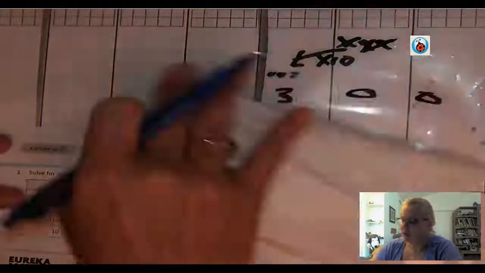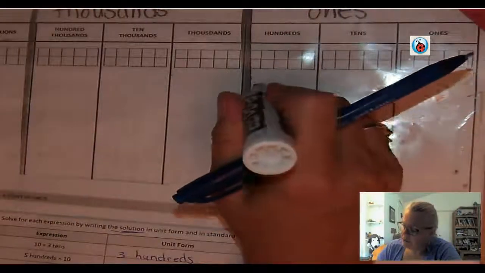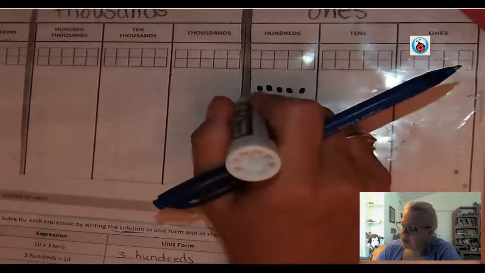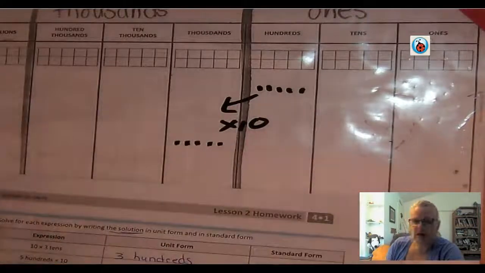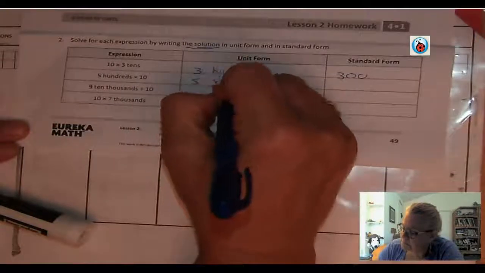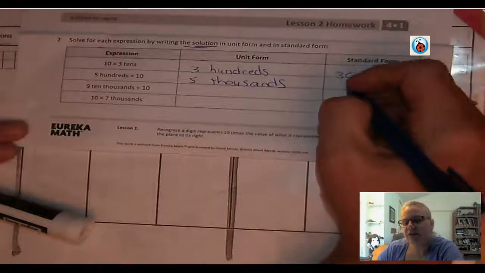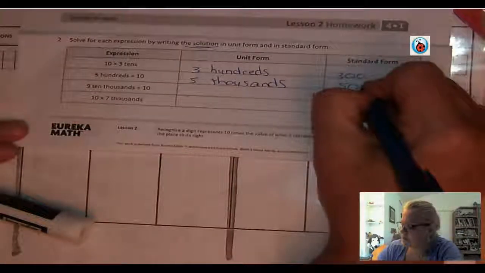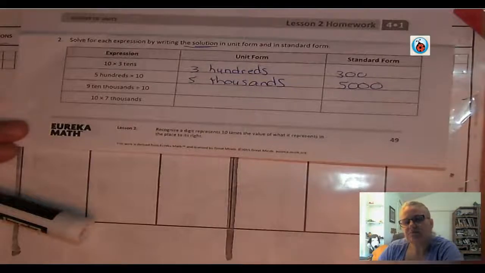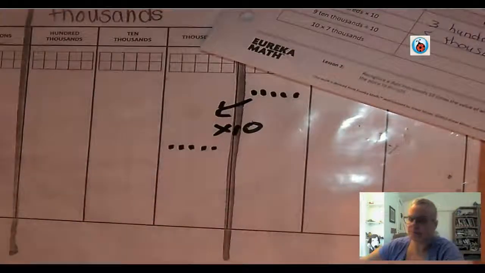So, looking at our chart again, we have 500s, 1, 2, 3, 4, 5. We're going to multiply them by 10, so we're going to go to the left. We end up with 5 what? 5,000s. 5,000s written in standard form is 5,000. Okay.